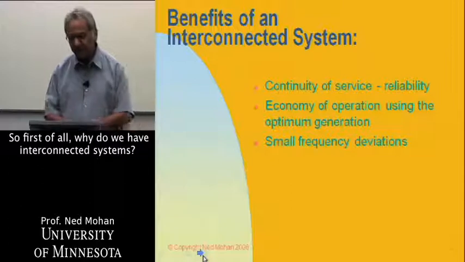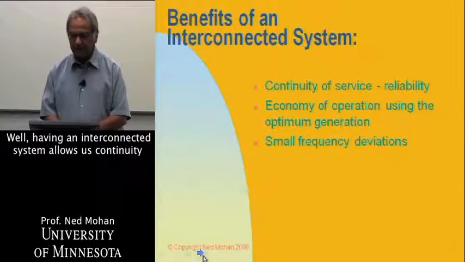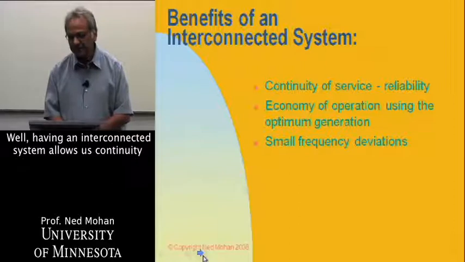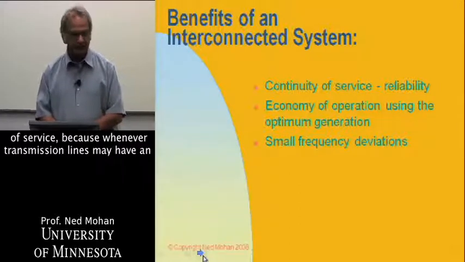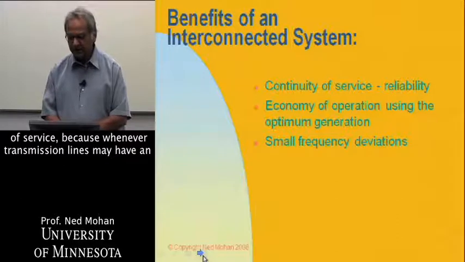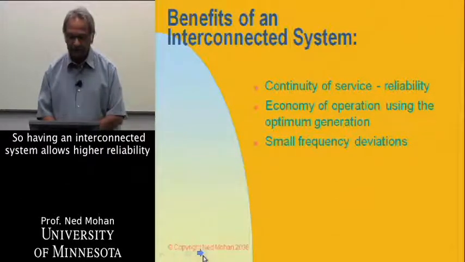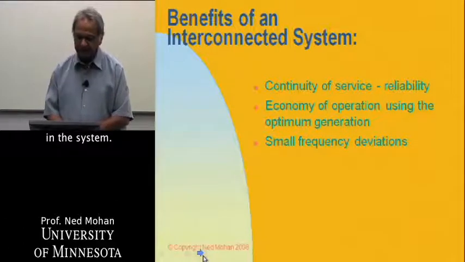So first of all, why do we have interconnected systems? Well, having an interconnected system allows us continuity of service, because one of the transmission lines may have an outage, or one of the generators may fail. So having an interconnected system allows higher reliability in the system.